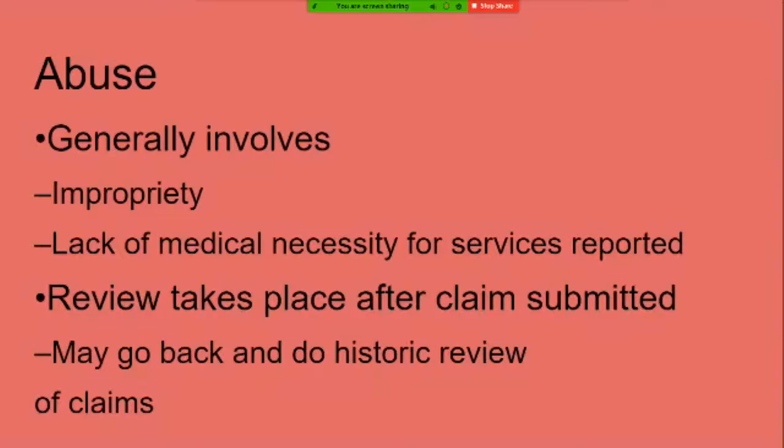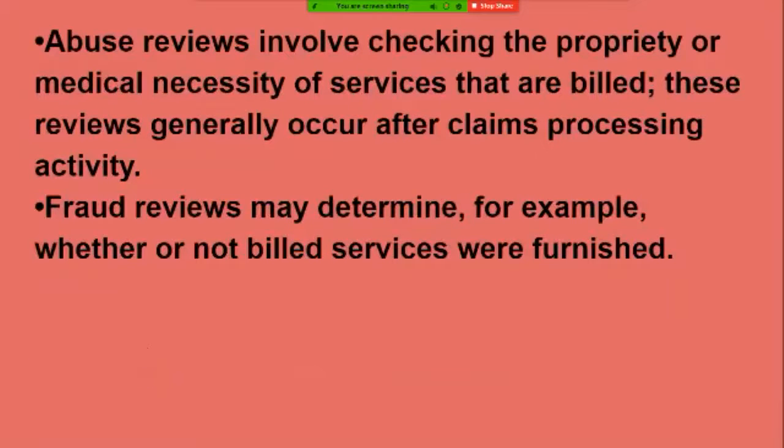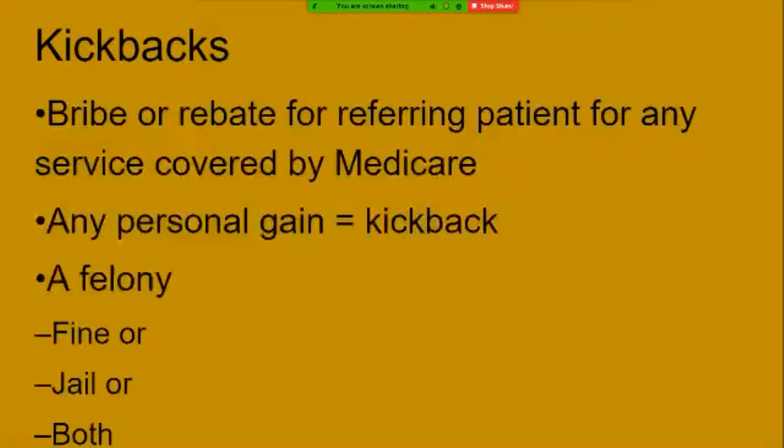Abuse generally involves impropriety, lack of medical necessity for services reported. Review takes place after the claims are submitted and may go back and do historic review of the claims. Abuse reviews involve checking the propriety or medical necessity of services that are billed. These reviews generally occur after claims processing activity. Fraud reviews may determine, for example, whether or not billed services were actually furnished.